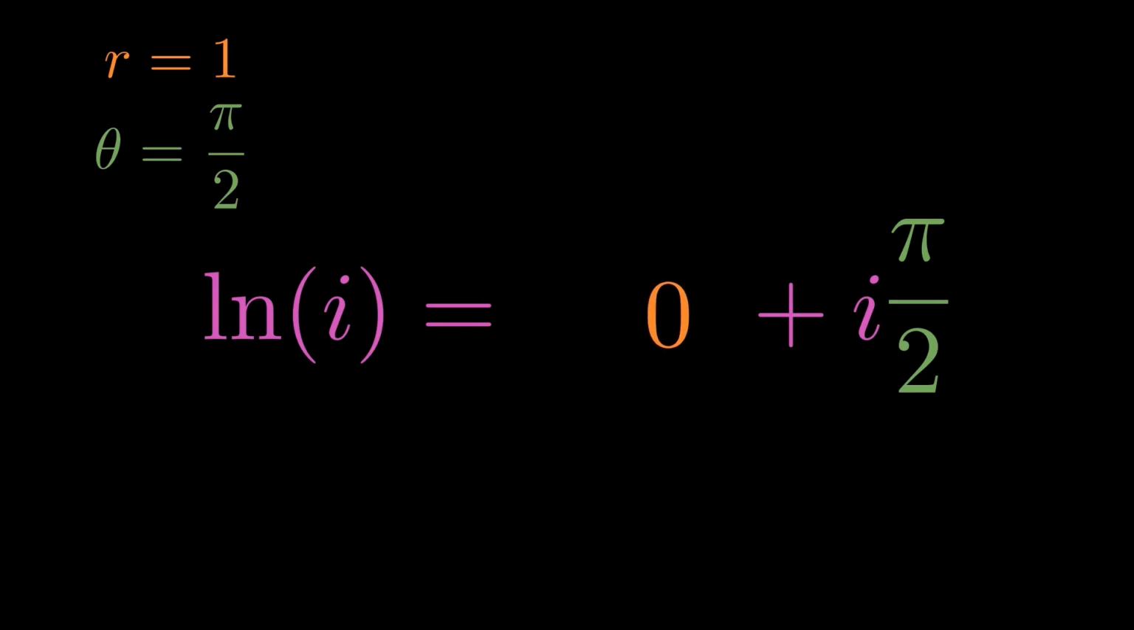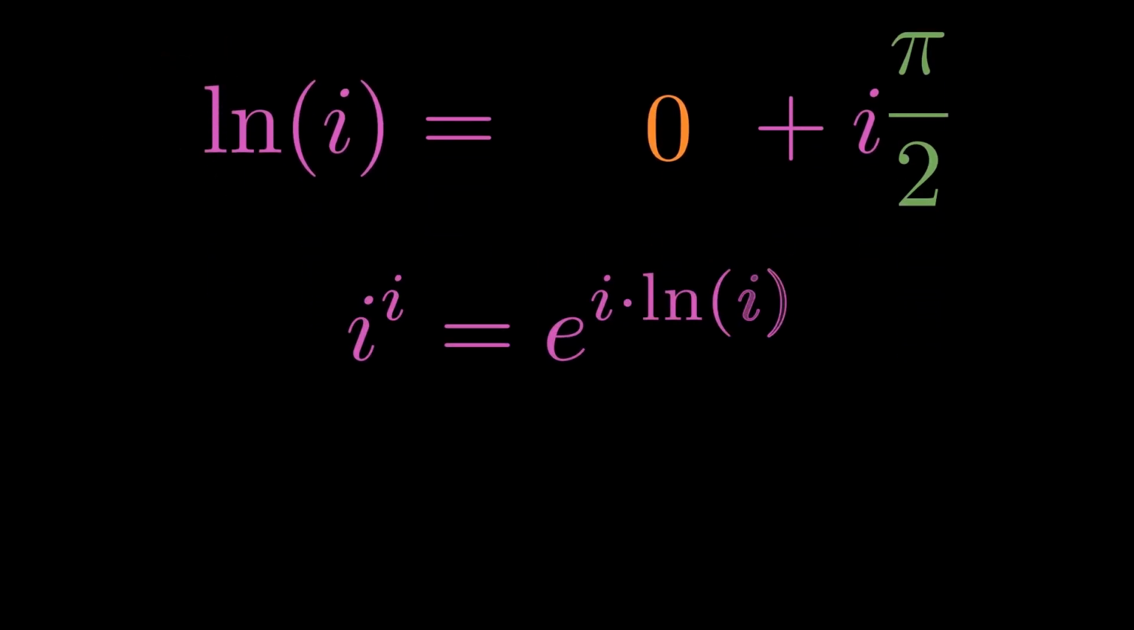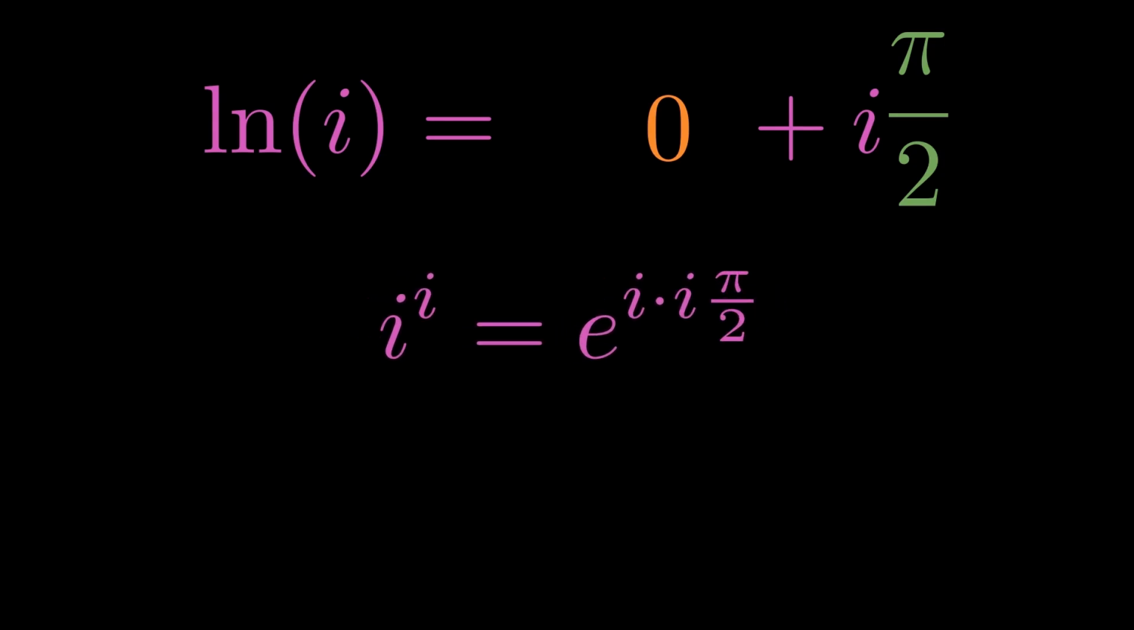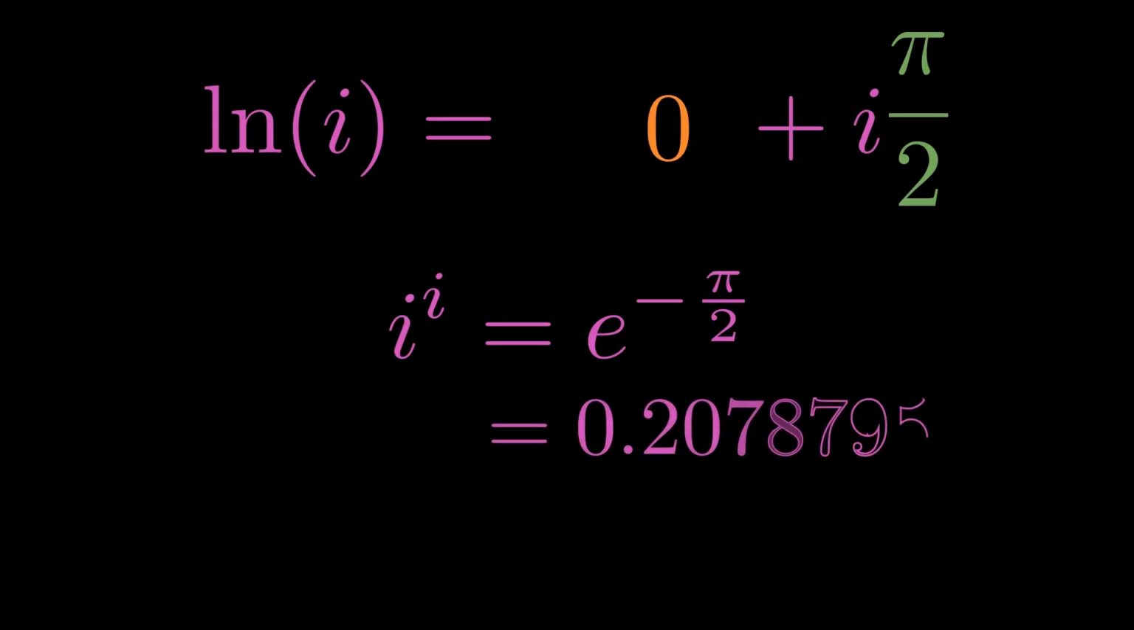We can now return back and plug this in where we left off. We therefore get e to the power of i times pi over 2. Two i's multiplied with each other just gives -1, so we end up with e to the power of minus pi over 2. If you put this into a calculator, you get the crazy decimal number.